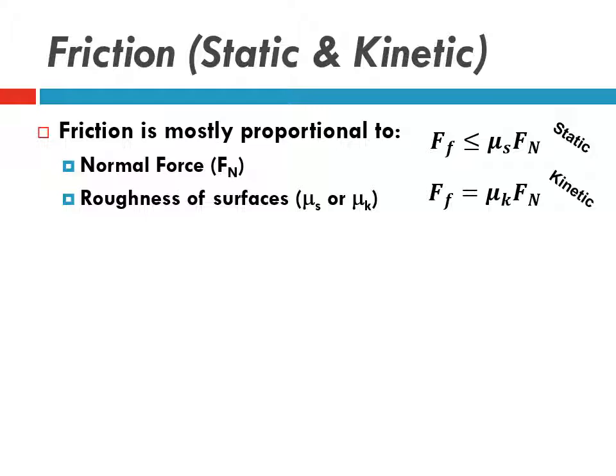So if the amount of kinetic friction is 15 newtons and I'm pushing on it with 20 newtons, it's going to push back with 15. If I'm pushing on it with 10 newtons, it's going to push back with 15 the entire time.